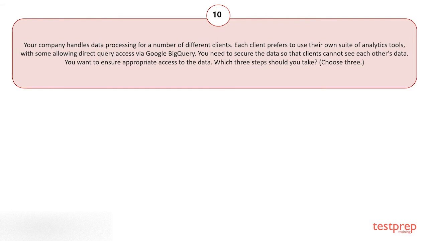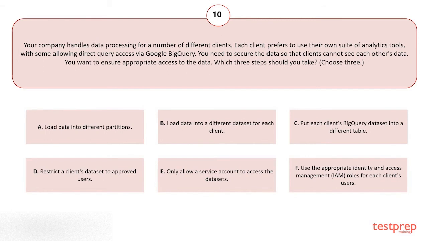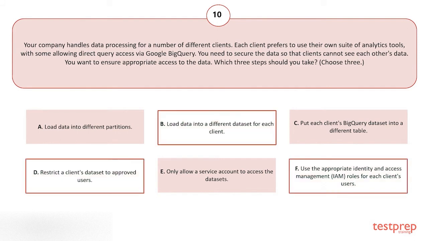Your options are A. Load data into different partitions, B. Load data into a different dataset for each client, C. Put each client's BigQuery dataset into a different table, D. Restrict a client's dataset to approved users, E. Only allow a service account to access the datasets, F. Use the appropriate identity and access management roles for each client's users. The correct answers are option B, D, and F.